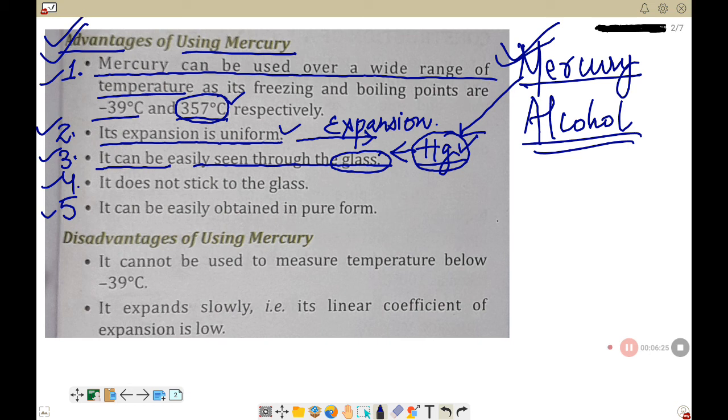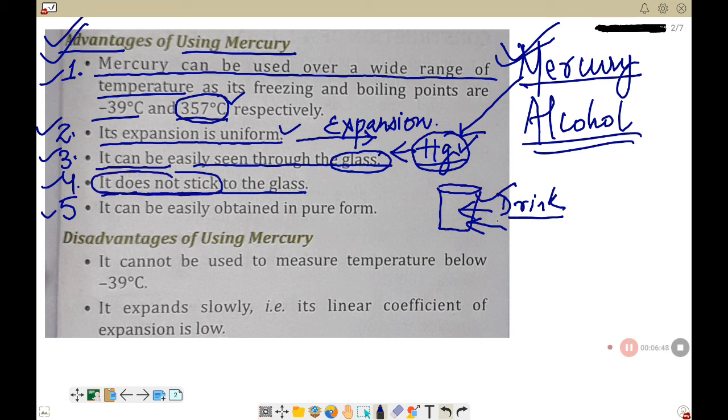Now the fourth advantage is it does not stick to the glass. For example, if you take a glass of water and drink from it, you will see that some droplets are still sticking to the glass, isn't it? But that does not happen with mercury. So it does not stick to the glass.